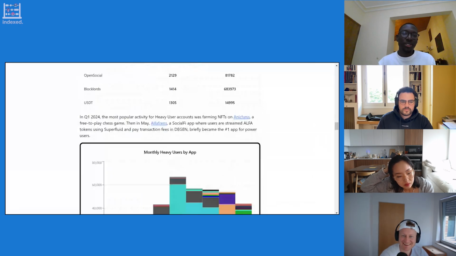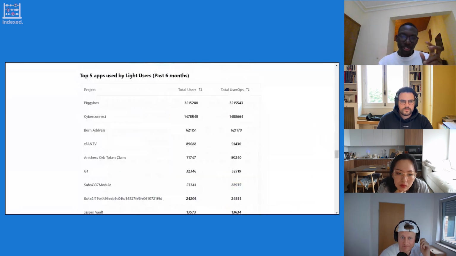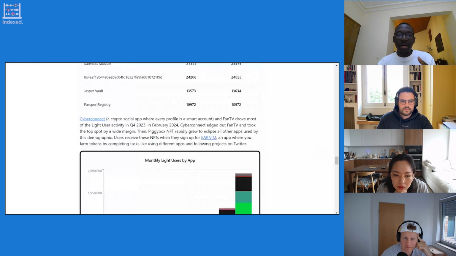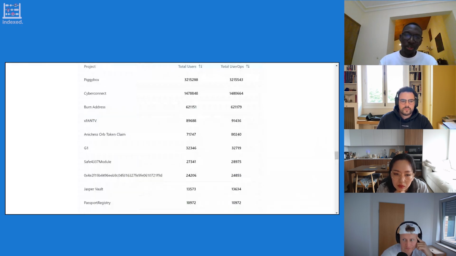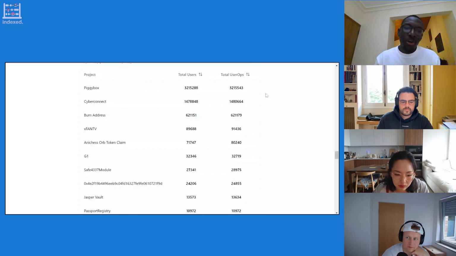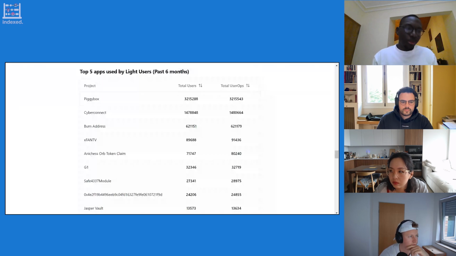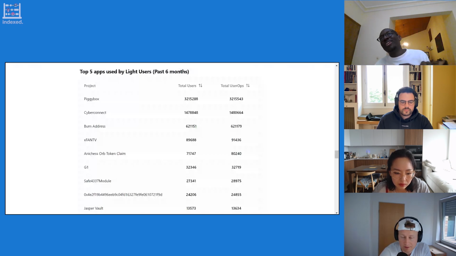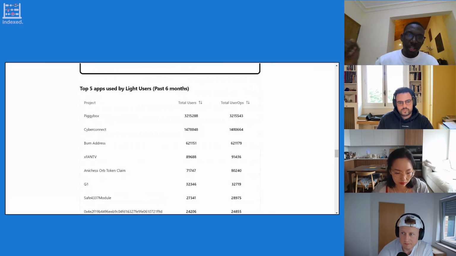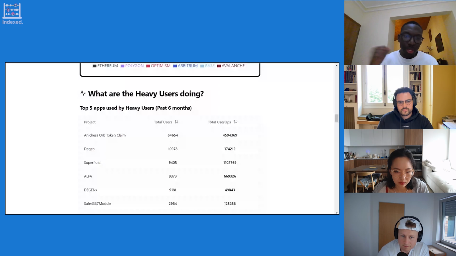But if you look at the light users, the people who make just one user operation a month, they are maybe people using something like the Earnum Piggy Box thing I was talking about, where you sign up to this app to farm some token and you just sign up and get an NFT. Or again, CyberConnect, you just sign up because there might be an airdrop and then you don't really do anything with that account again. So most of the usage is very low retention usage, but there are also some apps that have higher retention and are really trying to get people coming back more and more often.